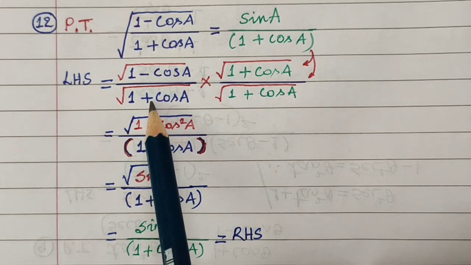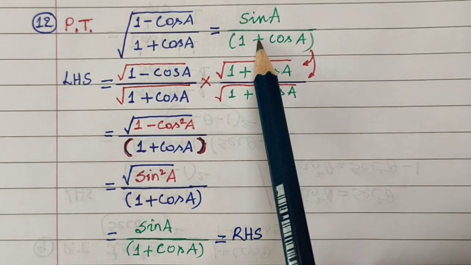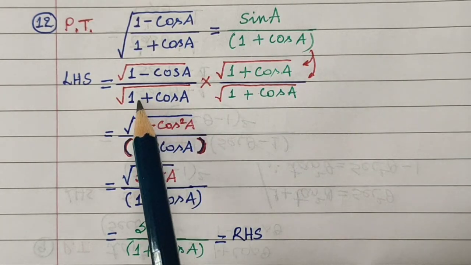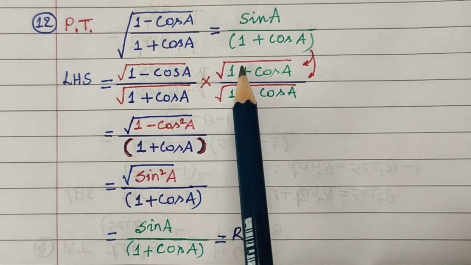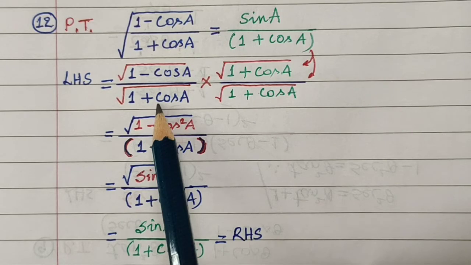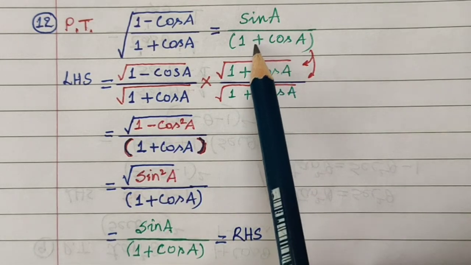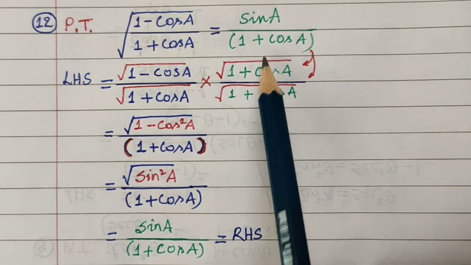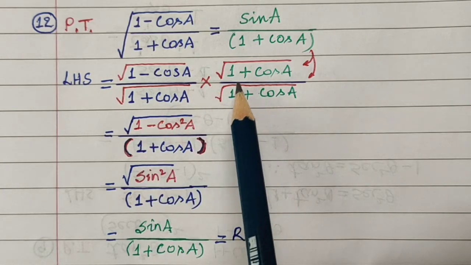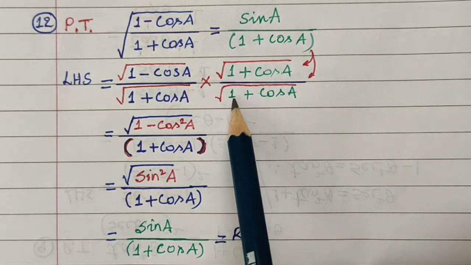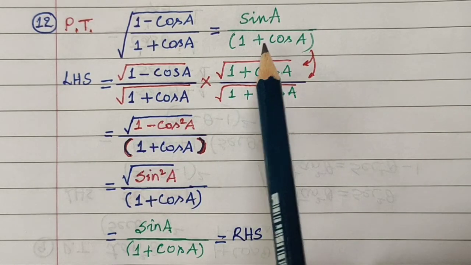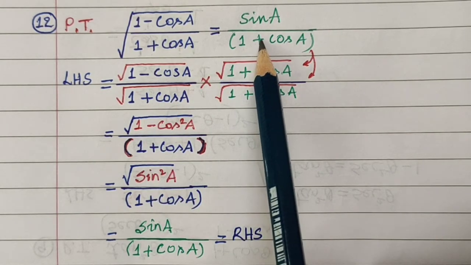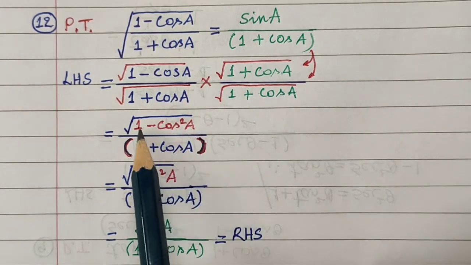So don't immediately change the sign and do it, because we want a plus sign on the right hand side. Usually in this type of problem we change the sign of the denominator and multiply both numerator and denominator. Here we need to take plus, because we have plus on the right hand side, so we multiply numerator and denominator by the square root of 1 plus cos A. This is important, because we want the plus in the denominator and the RHS.